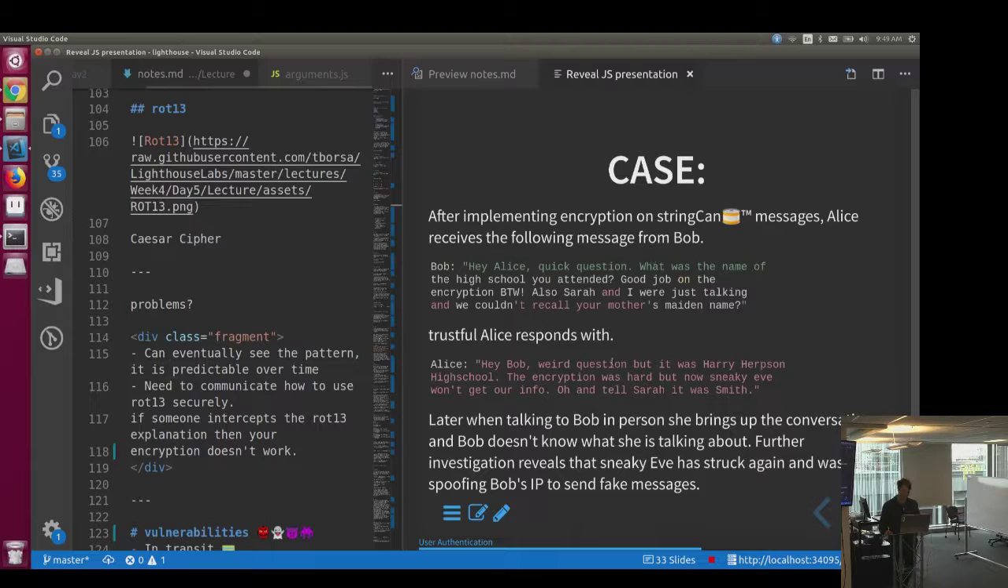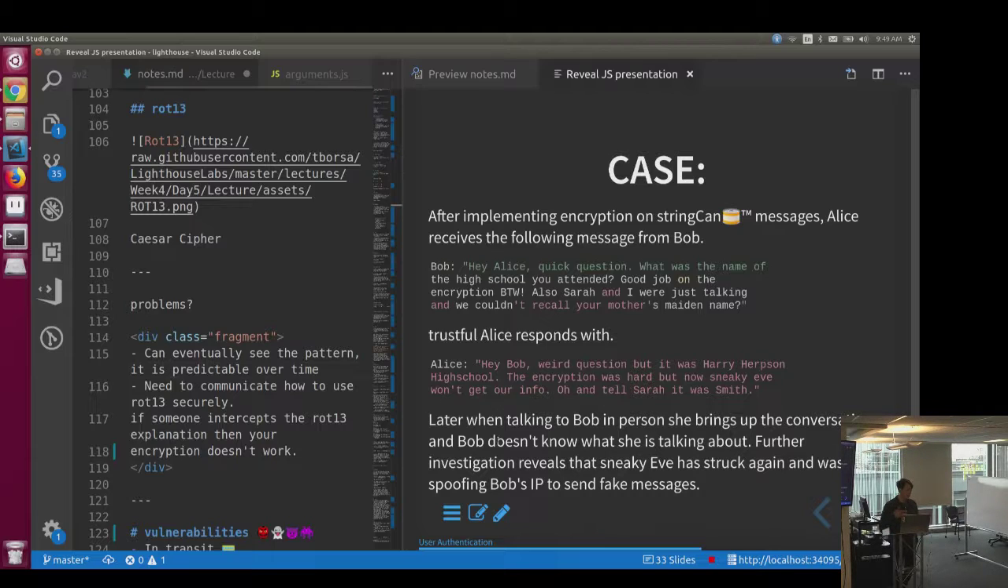Trustful Alice responds with, hey, Bob, weird question. It was Harry Herpson High School. The encryption was hard, but now Sneaky Eve won't get our info. Oh, and tell Sarah it was Smith. Later, Alice is talking with Bob, and she brings up that weird conversation that they had over StringCan. Bob's like, I don't know what you're talking about. So they both look into it, and they find out that Sneaky Eve struck again and was spoofing Bob's IP to send fake messages.